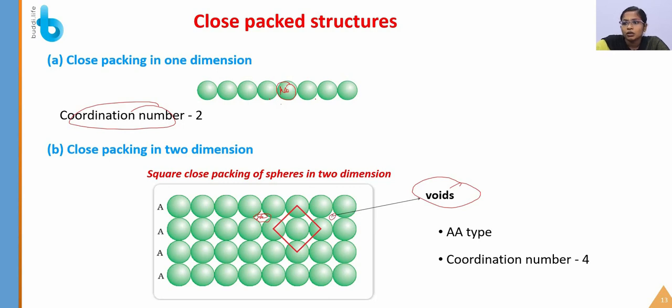So what is the type of the square close packing? AAA type, because it is a similar pattern of arrangement of atoms. The coordination number is 4 because each particular atom is surrounded by 4 atoms. Make a tabular column of this, with the coordination number and also the type, AA type or whatever. So the type of arrangement and also the coordination number.